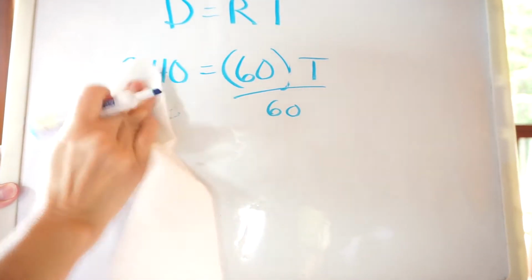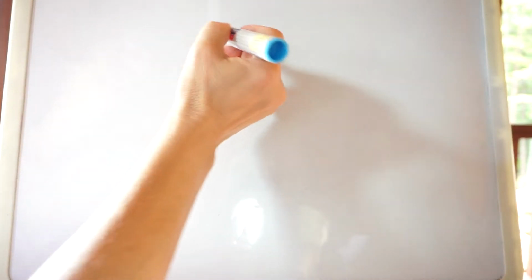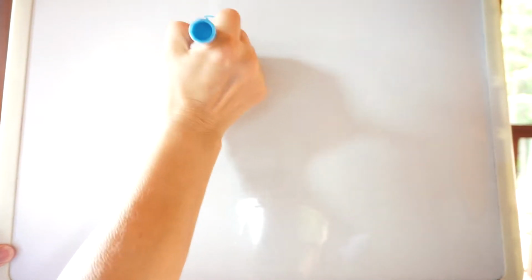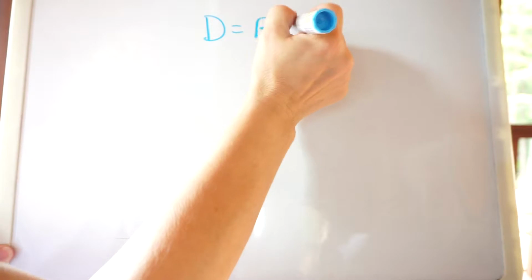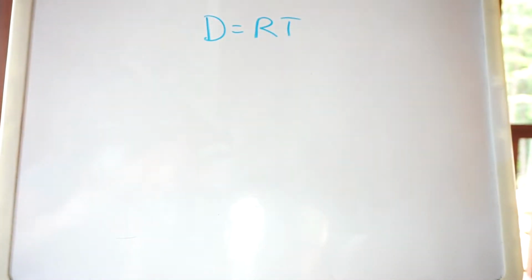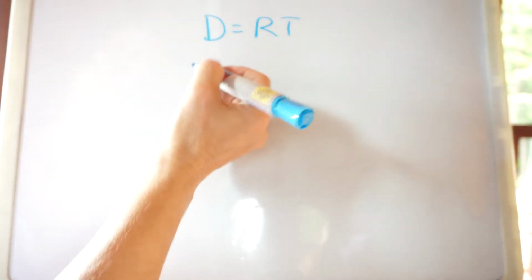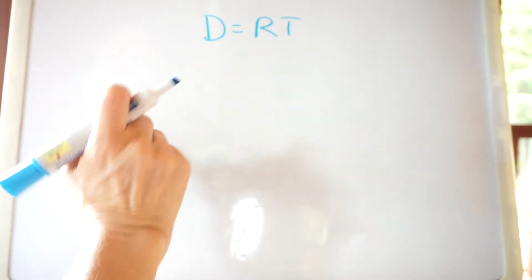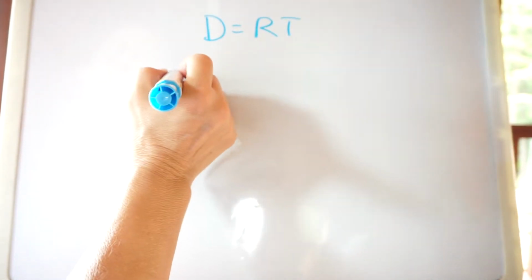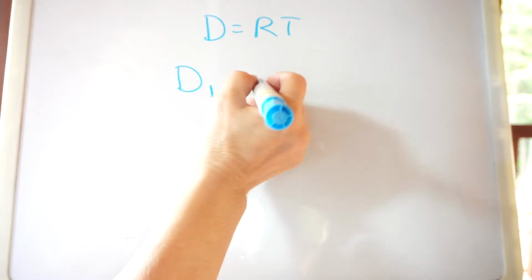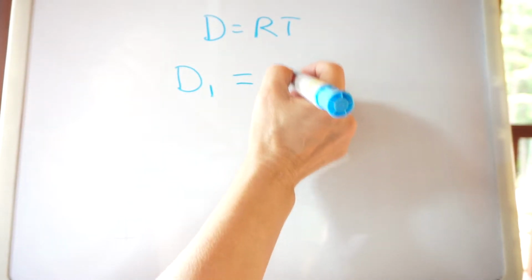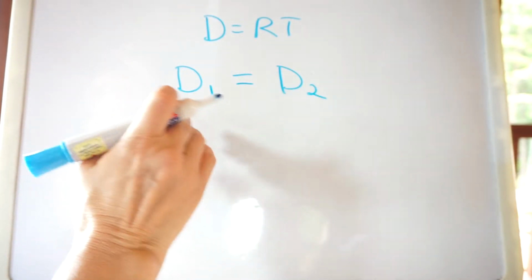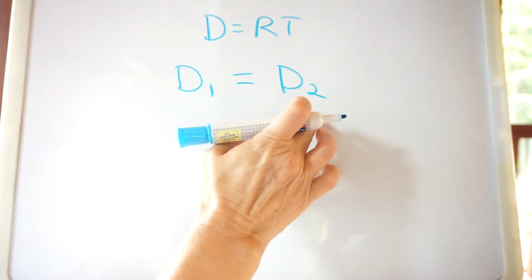So let's now take this one step further and try and draw a diagram or a picture. So first I'm going to actually just leave that distance is equal to rate times time. And if we have two objects that travel the same distance, we're going to call one distance 1, and we say that it traveled the same distance as distance 2. We would say that distance 1 is equal to distance 2.